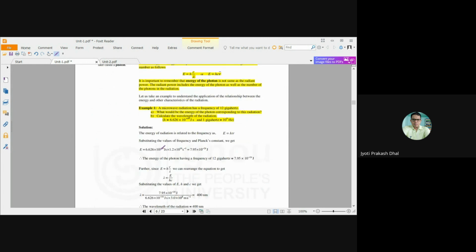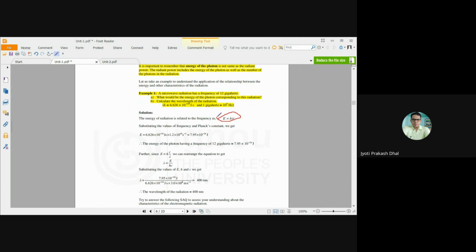And here you can see there is a question. A microwave radiation has a frequency of 12 gigahertz. What will be the energy of the photon considering this radiation? We know that E equals h nu. Here the value of h, that is Planck's constant, we know, and the frequency is already given, that is 12 gigahertz, meaning 12 into 10 to the power 12 second inverse. So we can find out the energy accordingly.